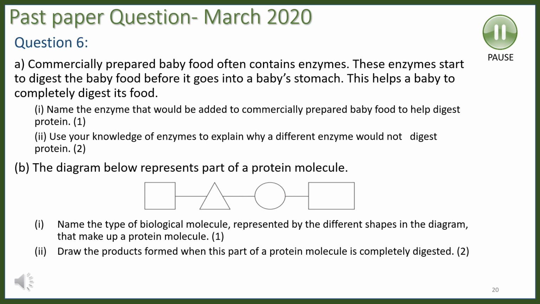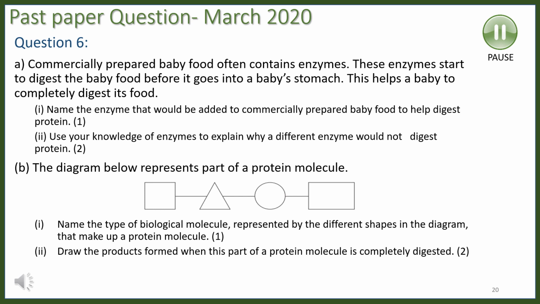Look at the marks. The first one asks you to name an enzyme. There's 1 mark. They're looking for one word there. Second one, use your knowledge of enzymes to explain why a different enzyme would not digest protein, and they're looking for 2 marks there. So they're looking for a more substantial answer for that one.